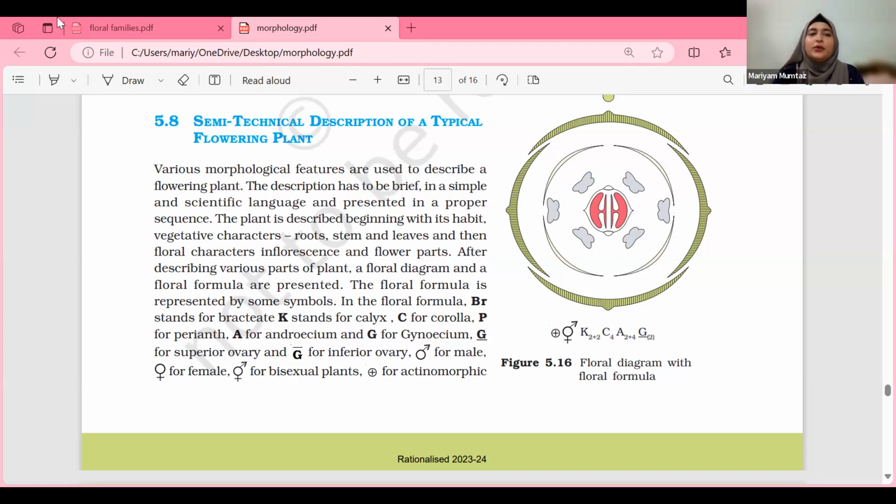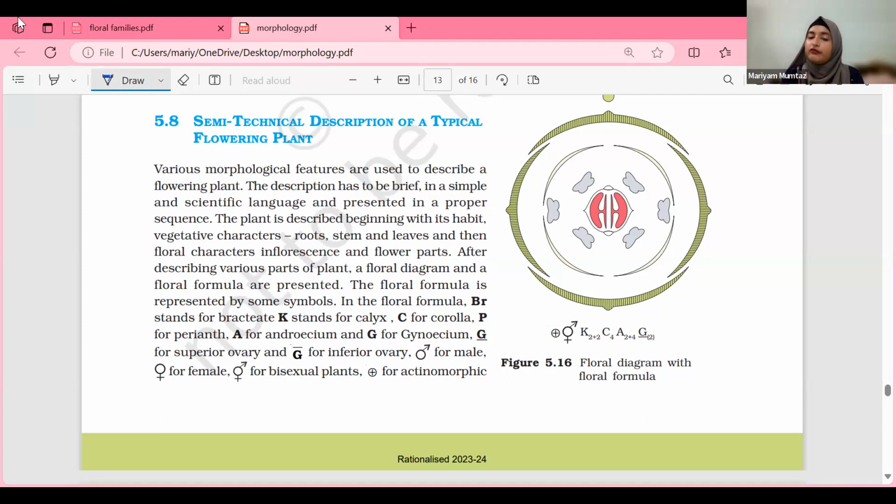When we are talking about different kinds of families, we require the basic things that define that family. For example, whether the family is actinomorphic or zygomorphic, whether all the plants are zygomorphic or actinomorphic, or there is no symmetry present at all. So we have to see everything.